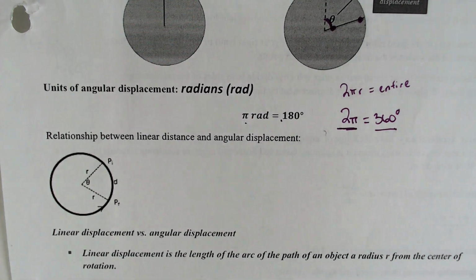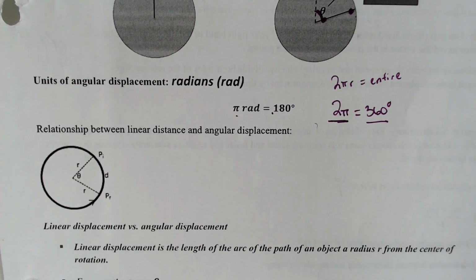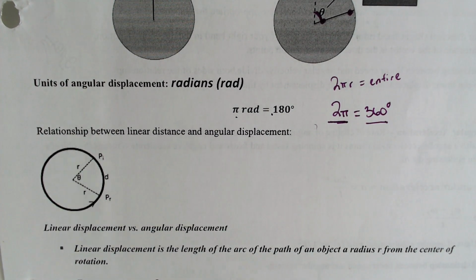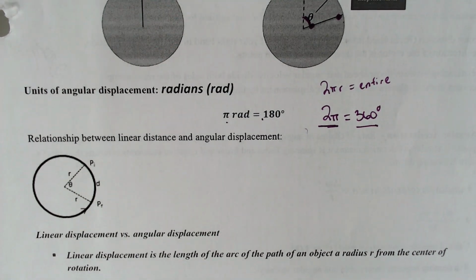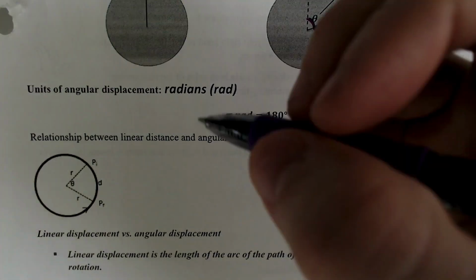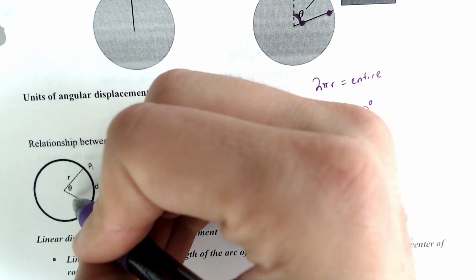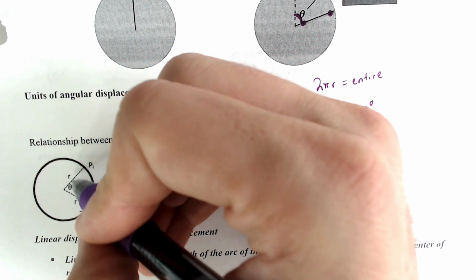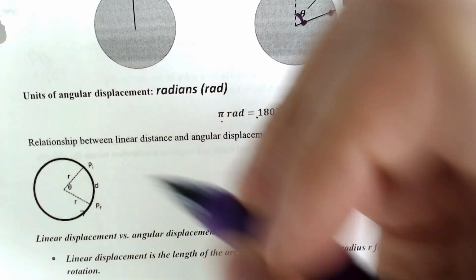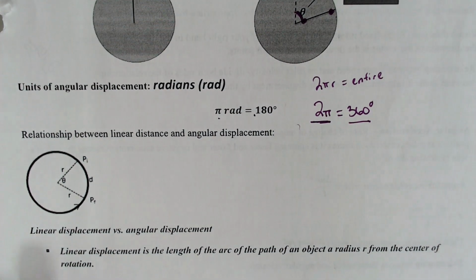Other things we have to deal with is the relationship between the linear distance and the angular displacement. There's a big difference between what we were dealing with, linear displacement, before. First off, angular displacement would be what we already talked about. How big is that angle? How much did it displace? If it went clockwise, it's negative. If it went counterclockwise, it's positive.